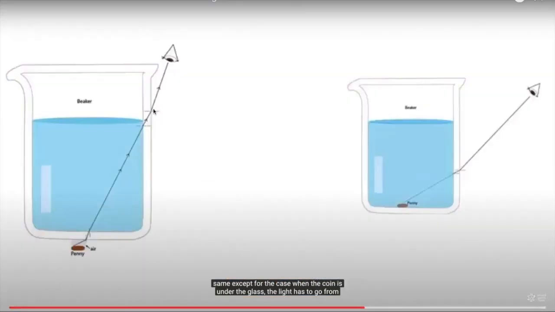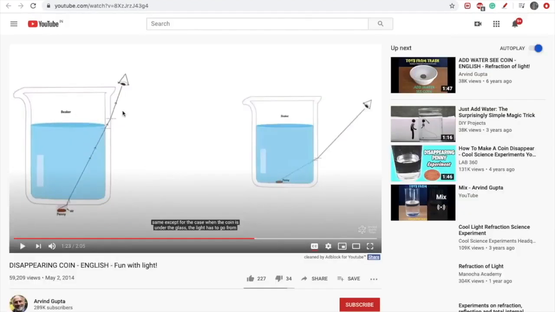See here, the light travels, first of all this is glass, that also bends light, then water, then glass again. So there is refraction happening at multiple surfaces here. Because of that, we cannot see the coin. So this is a simple trick to perform to show refraction. Now let us see what refraction is and let us go into the details.